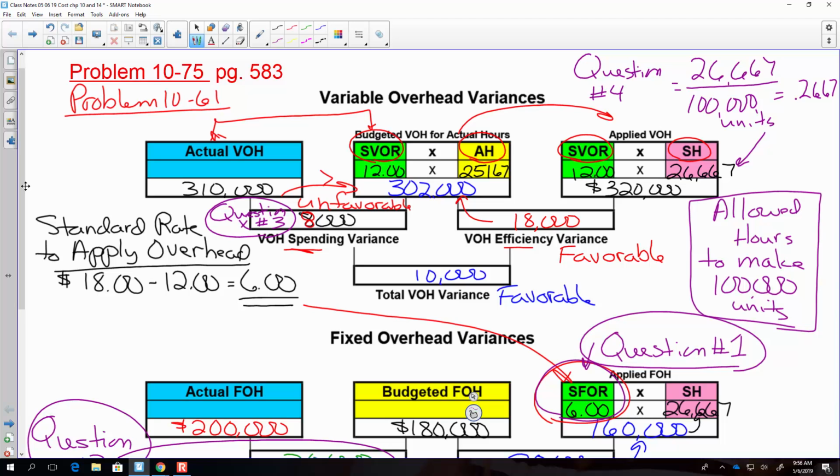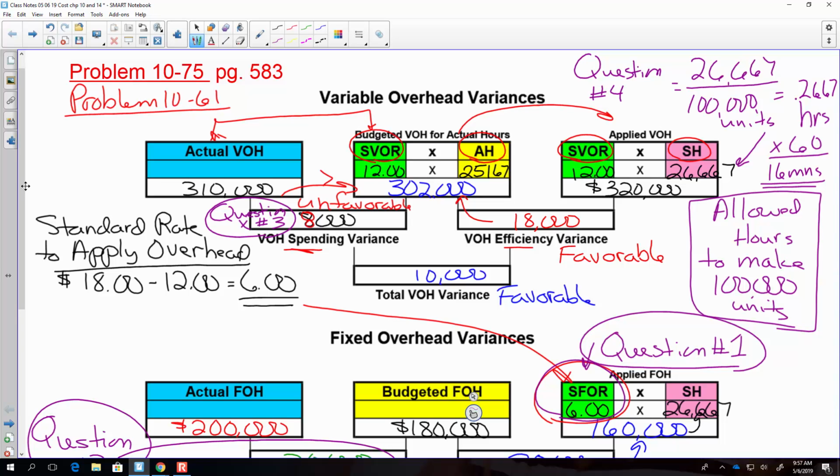How long does it take? 0.267, how do I convert that to minutes? This is hours, how do I convert this to minutes? I multiply by what? 60. So how many minutes does it take to make 1 unit? 16. And that's the budget, right? That's the budget of work. So obviously we're below that, right? We did it with 25,167 hours. So a little better than 16 minutes a unit.